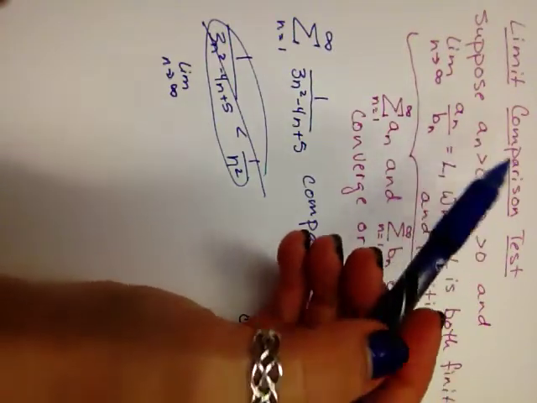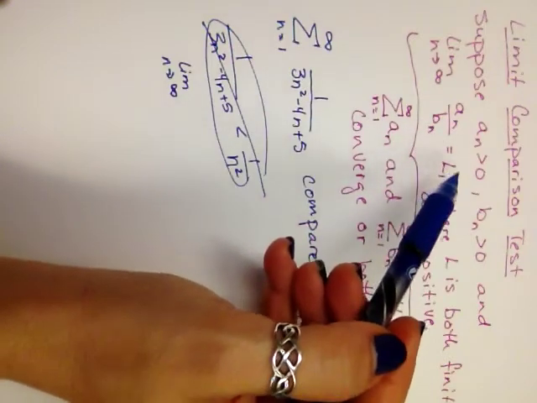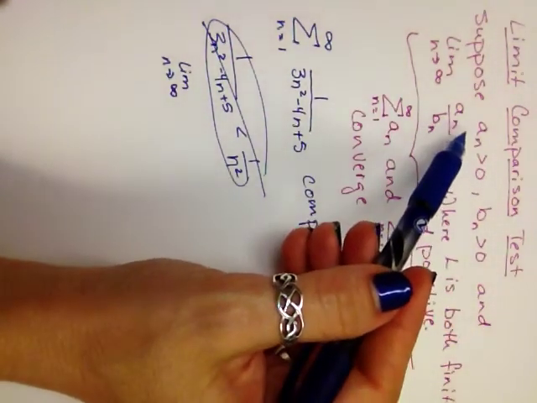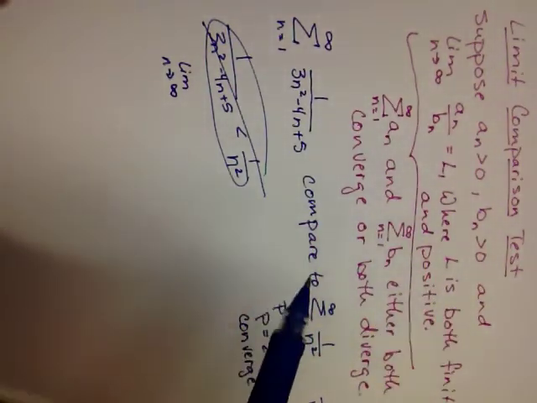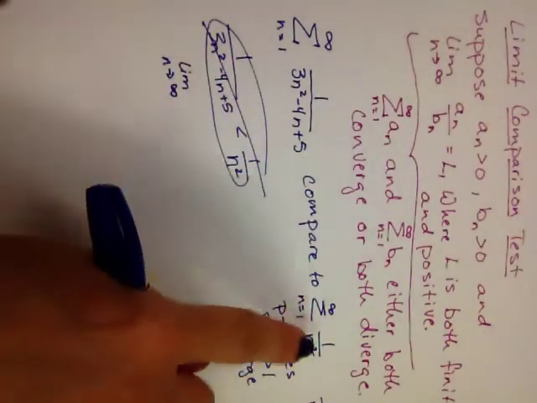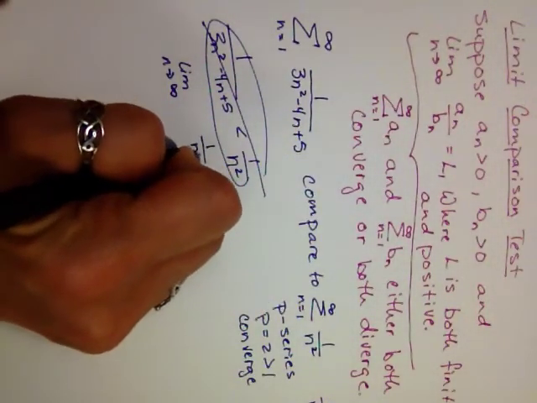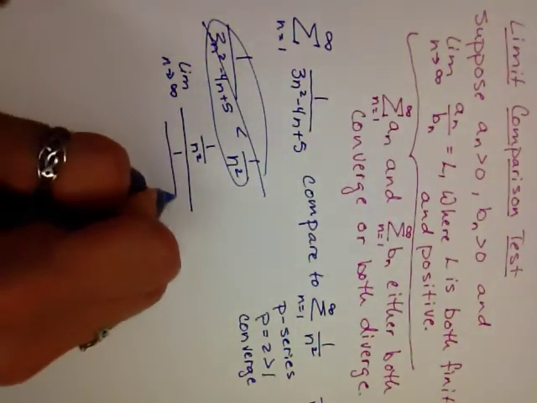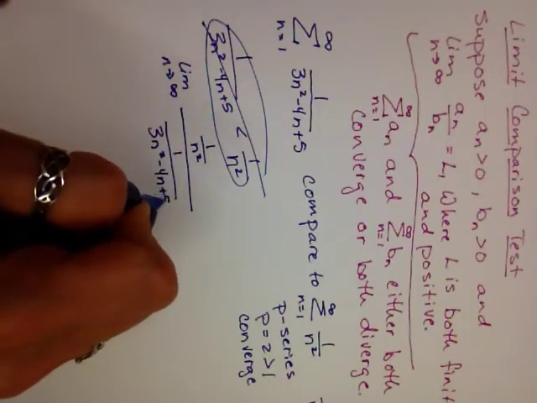Because imagine that I wrote it as a sub n over b sub n and I got 3. Well, 3 is finite and positive. If I had switched the order, I would have gotten 1/3. Well, 1/3 is also finite and positive, so it doesn't matter which you put in the numerator and which you put in the denominator. So for this one, I'll put 1 over n squared in my numerator and divide that by 1 over 3n squared minus 4n plus 5.